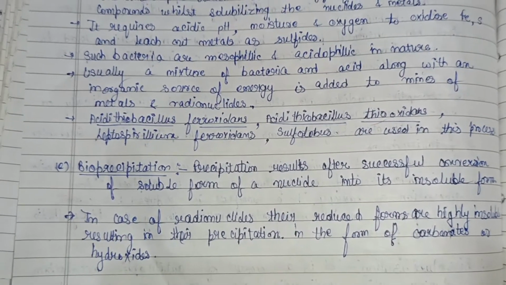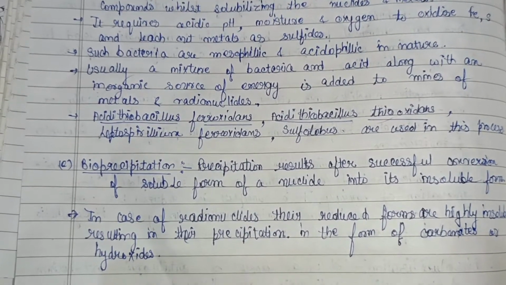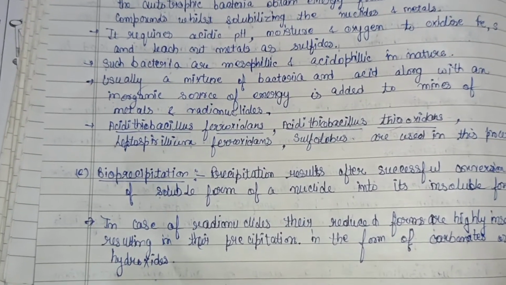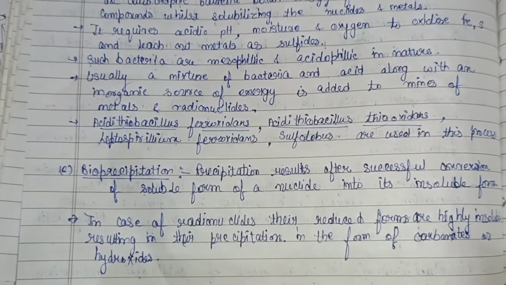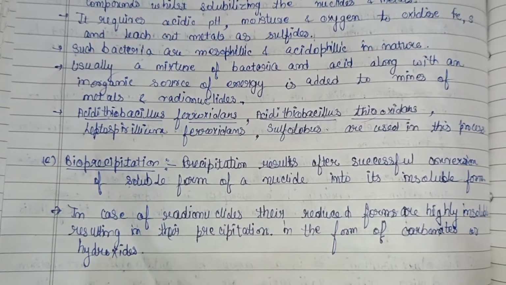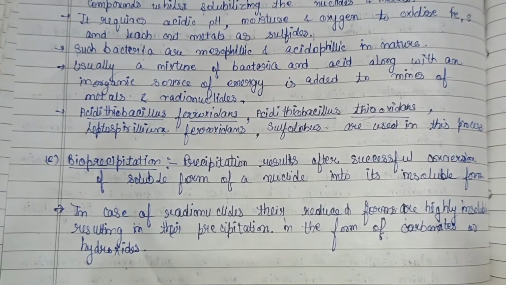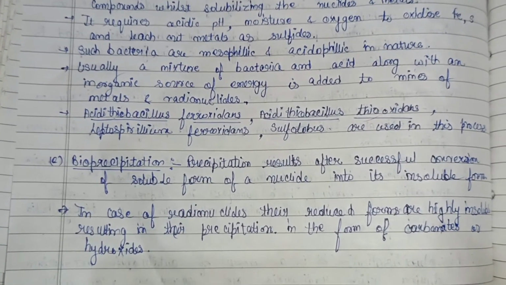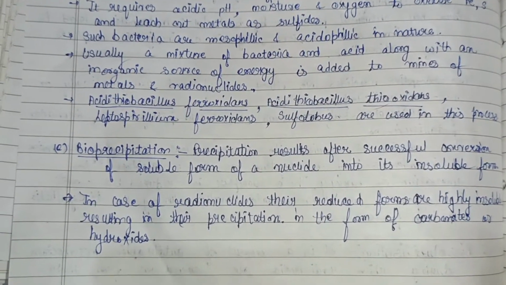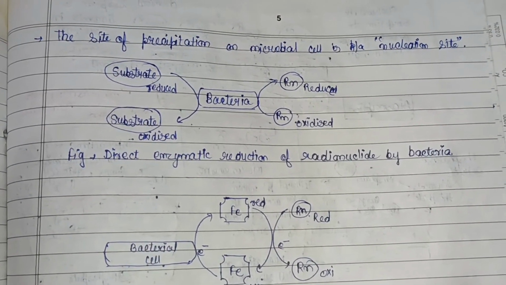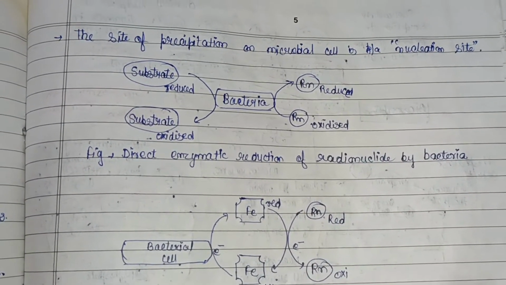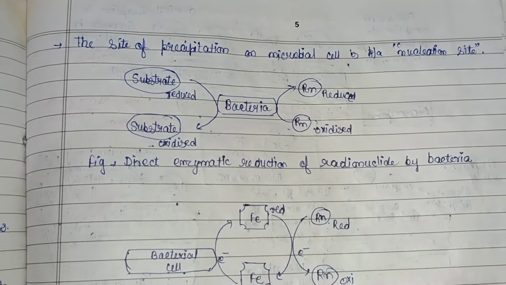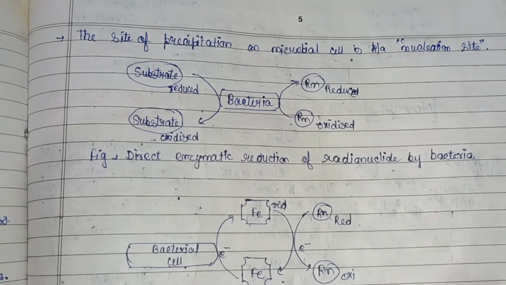Then bioprecipitation. Precipitation results after the successful conversion of a soluble form of a nuclide into its insoluble form. This process happens after the overall process of bioaccumulation, bioabsorption, biotransformation and, at last, biosolubilization. In the case of radionuclides, their reduced forms are highly insoluble, resulting in their precipitation, mainly in the form of carbonates or hydroxides. The site on the microbial cell surface where the precipitation of the heavy metal or the radionuclide takes place is known as the nucleation site.